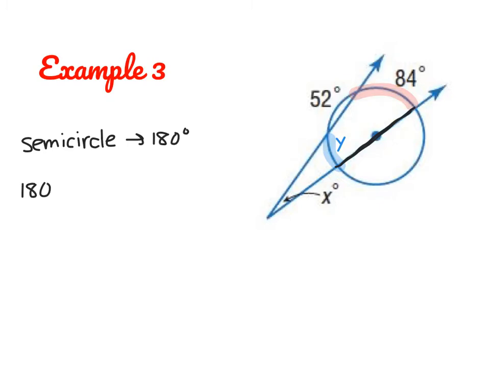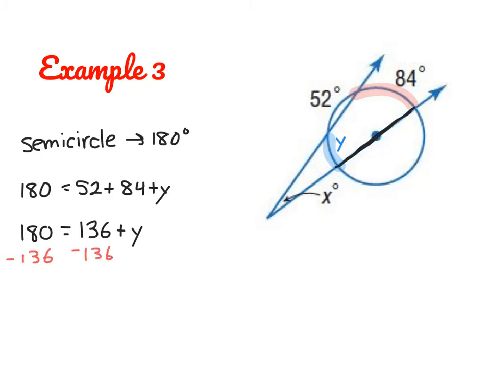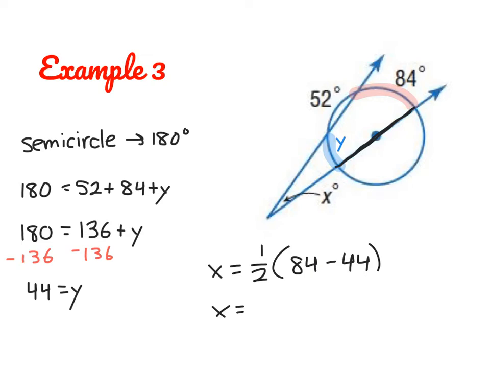So we can say 180 equals 52 plus 84 plus y, and we can combine like terms here and we get 136 plus y. Then I can subtract 136 from both sides and we get 44 equals y. So now that I know my small arc, I can use the formula we just learned. Outer angle equals 1/2 times large arc minus small arc. So x equals 1/2 times 40, which is 20 degrees.